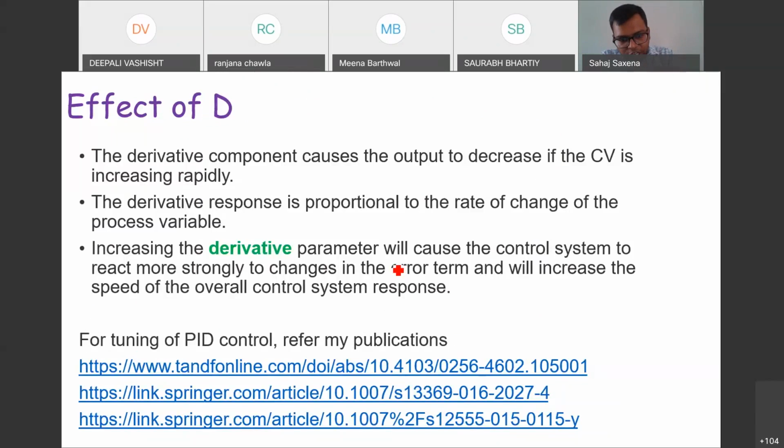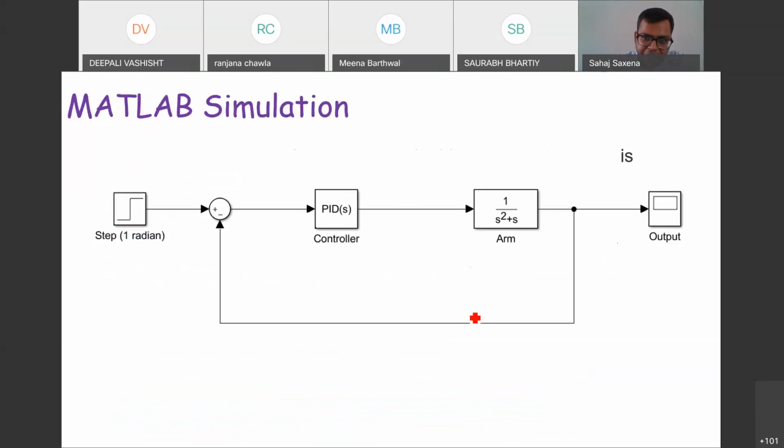As for how you will select the controller tuning, you can refer to my work which has been published in 3 journals, and there you will understand how you can select the particular values of Kp, Ki and Kd so that you have perfect tracking. Perfect tracking means if you want the angle of a robot to move 10 degrees, then it will perfectly move to 10 degrees. Okay, so these are some glimpses of the PID controller.